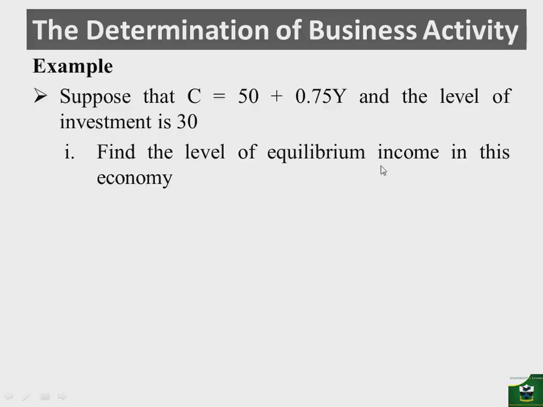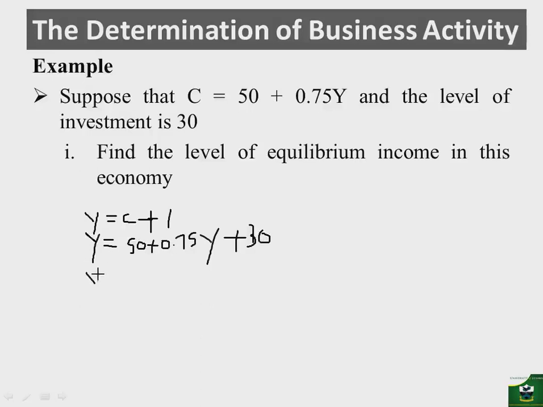So for us to find the level of equilibrium income, we need to bring in our equation. So remember that y in this simple model is equal to C plus I. Consumption plus investment. And this is equal to consumption, which is 50 plus 0.75y, and then plus investment, which is 30 in this case. Okay, so this is y here.